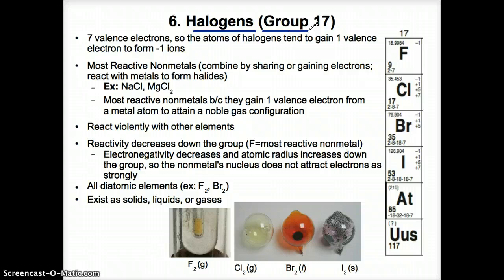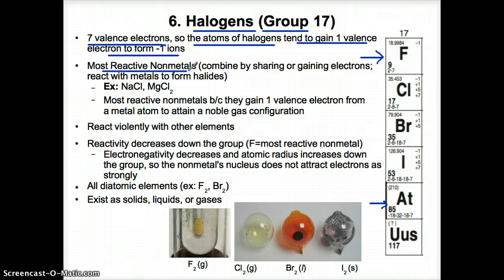Next, we have halogens in group 17, which range from fluorine at the top all the way down to astatine, atomic number 85, down here. And halogens tend to have 7 valence electrons, as you can see in the electron configuration here. So the atoms of halogens, since they're so close to octets, will gain 1 valence electron to form negative 1 ions, as you see by the top oxidation state here.